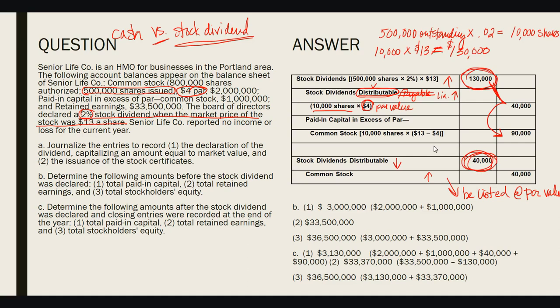All right. Awesome. So the next question is determine the following amounts before the stock dividend. So what was our paid in capital before we issued out the stock dividend? I'm going to go back a little bit and refresh your memory on the accounting equation. Assets equals liabilities plus equity, right? Equity is broken up into two major areas. We have retained earnings, and then we have paid in capital.